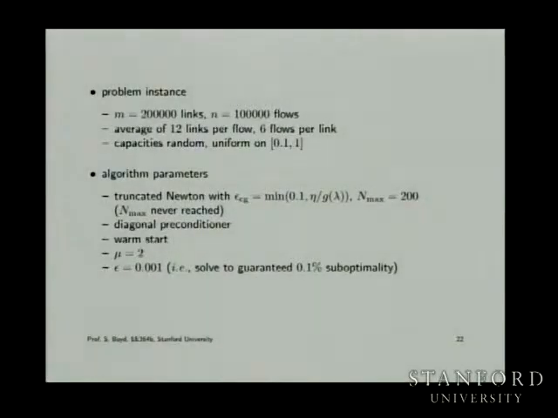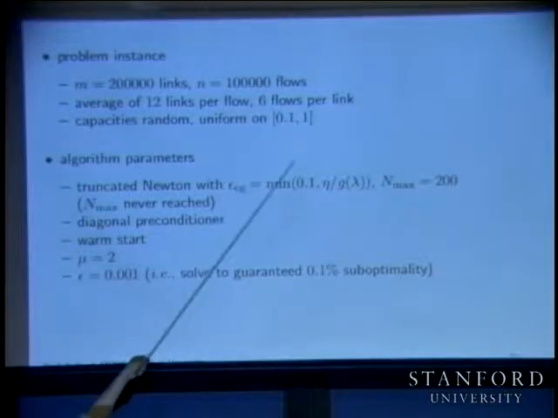So here's a problem instance with 200,000 links and 100,000 flows. So it's a reasonable size problem. Each flow has a length of about 12, so each flow goes over 12 hops, 12 links in the network. And each link has about 6 flows on average going through it. We made the capacities random over a range of 10 to 1, from 0.1 to 1.